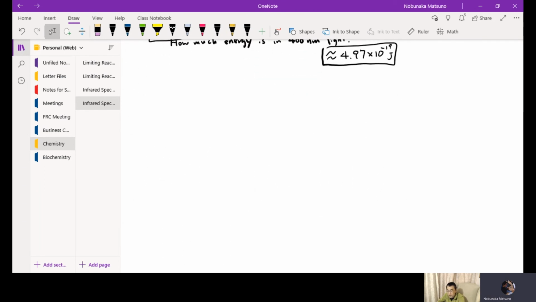So, energy calculation. Why do we care about the energy calculation? This is changing wavelength into energy. Remember, energy and frequency and wave numbers are all related. So remember that if you have wavelength going from here to here, let's say, a sine wave like this.